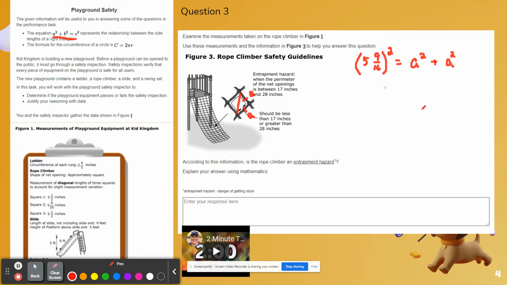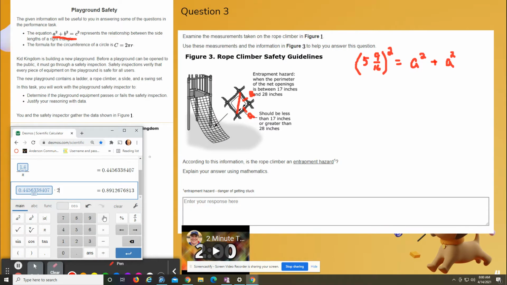Now, the first thing you have to do is take 5 and 9/16 and square it. So here's how you do that. 5 plus 9 divided by 16. I now have the decimal form of that fraction. You see how I did that? You're then going to take that answer and square it. Now, you're going to keep this on your calculator. You can write it down, though.